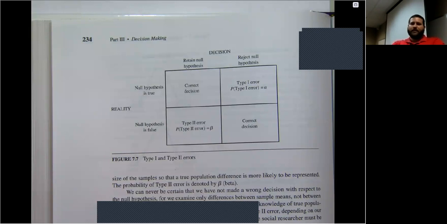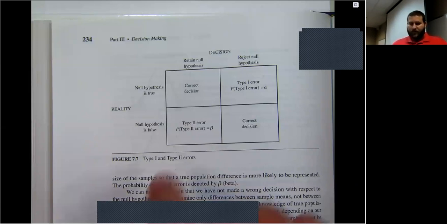Now, there may be times when making a type 1 error is more egregious. It's worse to make a type 1 error than it is to make a type 2 error. So you may want to reduce your alpha so that you're pretty sure you're not going to make a type 1 error, even though you might open yourself up more to making a type 2 error. And then there are other times where a type 2 error might be the bigger mistake. And so you want to inflate your alpha so that you lower your risk of making a type 2 error. But we'll talk about some of those examples in just a second.